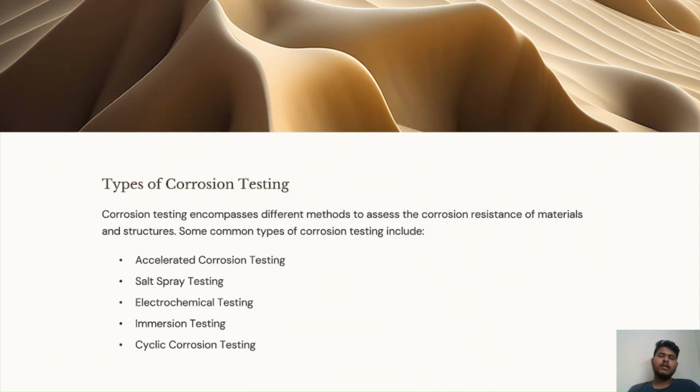Types of corrosion testing. Corrosion testing encompasses different methods to assess the corrosion resistance of material and structure. Some common types of corrosion testing include accelerated corrosion testing, salt spray testing, electrochemical testing, immersion testing, and cyclic corrosion testing.